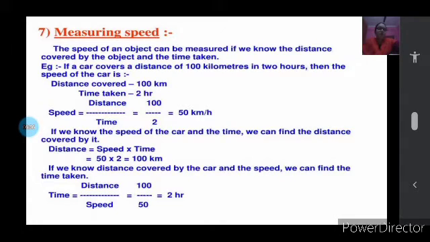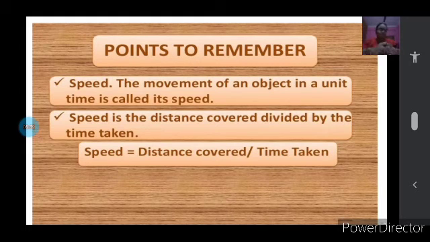Please note down this, children. Next, points to remember: the movement of an object in a unit time is called its speed. The speed is the distance covered divided by time taken. All of you remember, speed is equal to distance covered by the time taken. As we saw in the first example, same distance in a competition, running race or a bicycle race. Who is covering the same distance in shorter time are considered the winners. Those who take a longer time will take the next positions, third, fourth, like that. So that is what speed is.